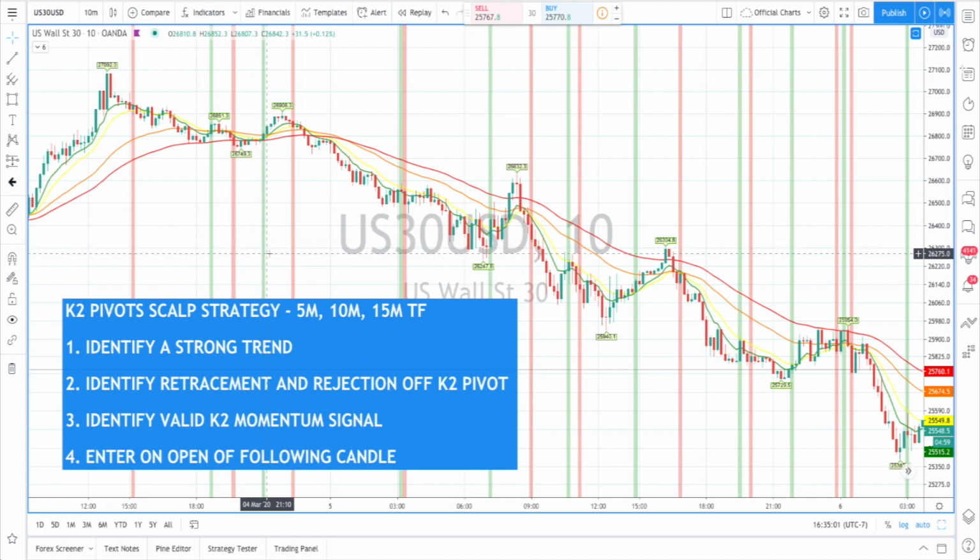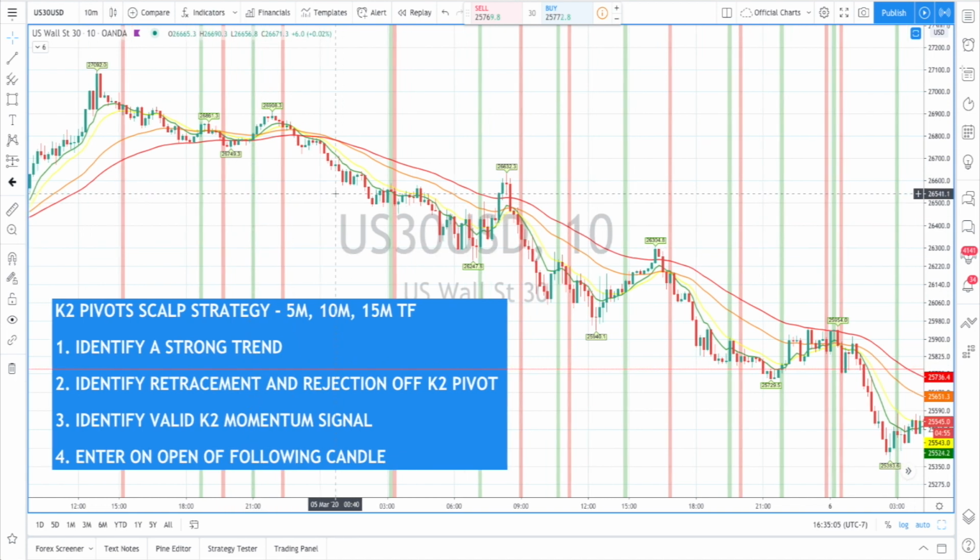In order to identify a strong trend, you're going to use the K2 pivots indicator, and you're going to make sure that the K2 pivots are angling in the same direction and that they're pretty spread out like they are right here. You can see level 1, level 2, level 3, and level 4. As you can see, when that happens, price generally trends down for a pretty long time.